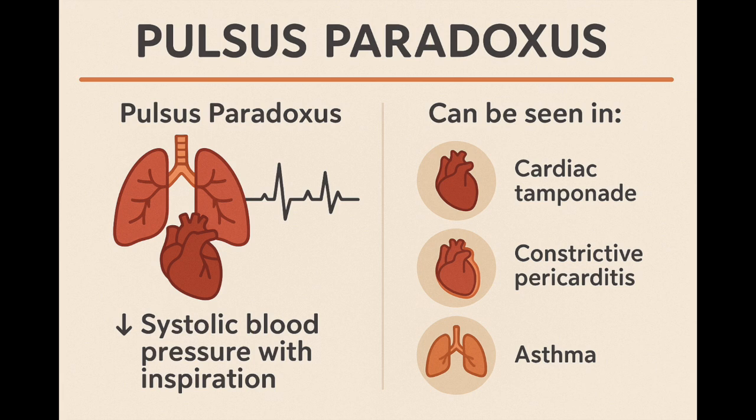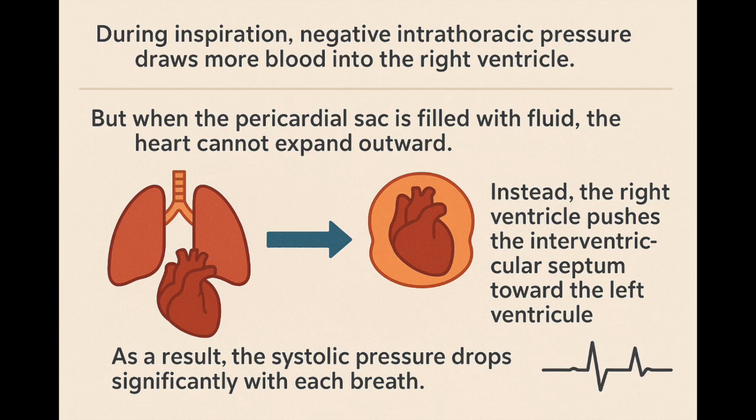Among the most important clinical signs of cardiac tamponade is a physiological phenomenon known as pulsus paradoxus. Despite its name, there is nothing paradoxical about it. It is simply an exaggerated drop in systolic blood pressure during inspiration. Under normal circumstances, systolic pressure falls slightly when we breathe in. However, in cardiac tamponade, this drop becomes greater than 10 millimeters of mercury, and this exaggerated fall reflects severe impairment of cardiac filling. To appreciate why this occurs, let us consider the underlying physiology.